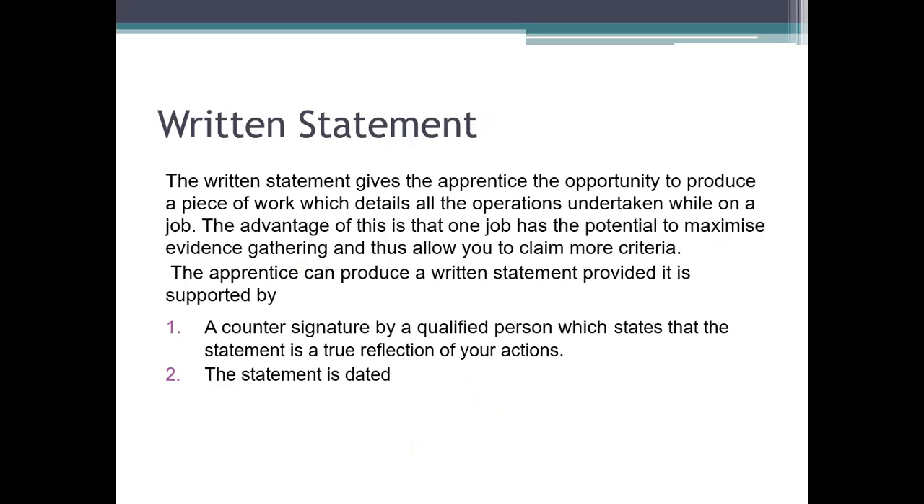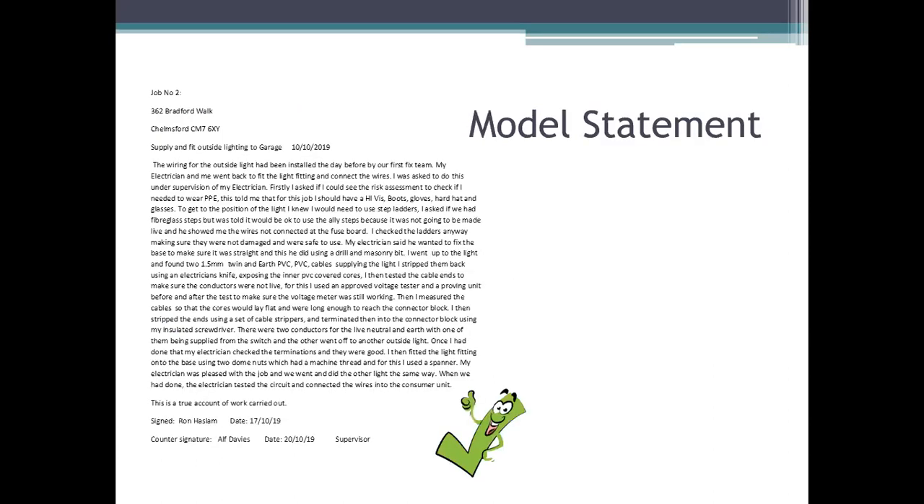The apprentice can produce a written statement provided it is supported by, 1, a countersignature by a qualified person, which states that the statement is a true reflection of your actions, and the statement is dated. Okay, so this is when we're talking about the job write-ups. And again, we've got a couple of examples, so I'm just going to move on to that.